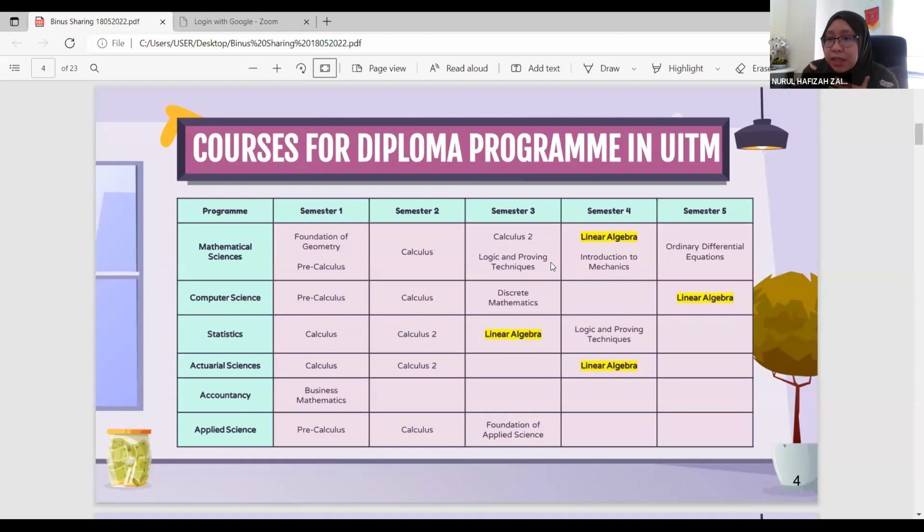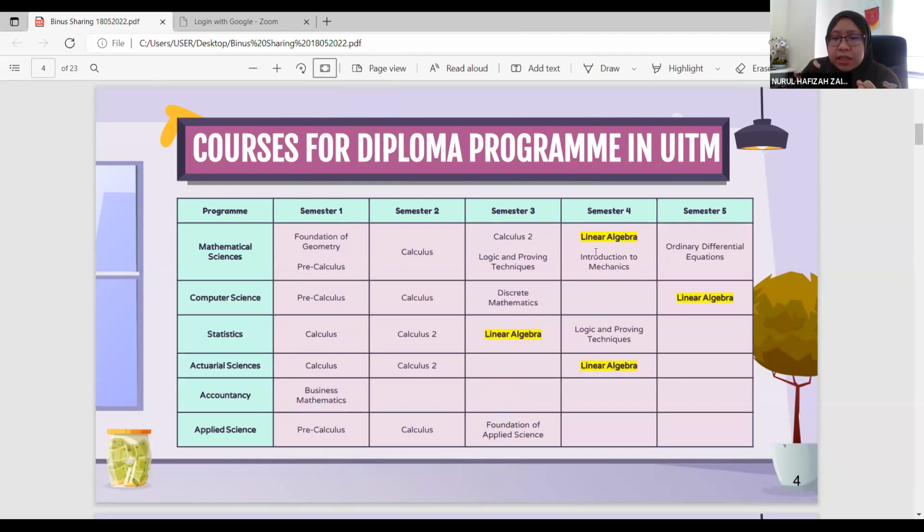Like me, as a mathematics lecturer, I have to serve different faculties and different programs. Like accountancy, we need to teach business mathematics. For applied science students, pre-calculus and calculus. So this is the basic mathematics.